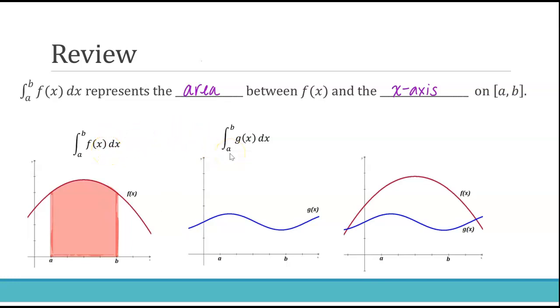Now let's take a look at the integral from a to b of the function g of x dx. So we have a different function here, g of x, and the definite integral is the area between that function and the x-axis on the interval from a to b. Once again, I've gone ahead and shaded the region that this second definite integral is referring to.